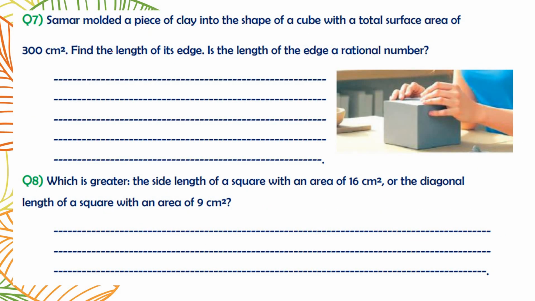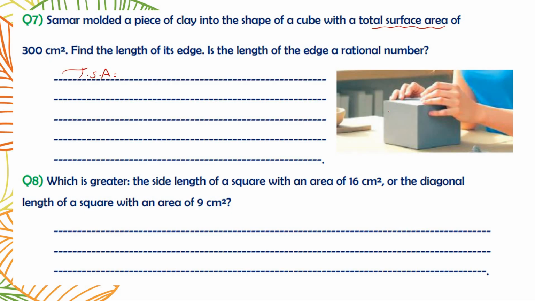So we have here what? Someone molded a piece of clay into the shape of a cube with a total surface area of 300 centimeter square. Find the length of its edge. Is the length of the edge a rational number or irrational number? So I got what? I got the total surface area.